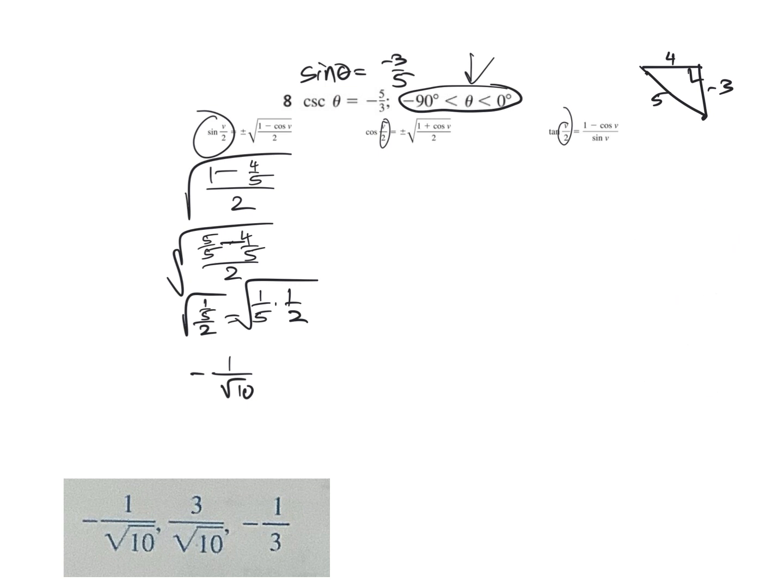Don't worry, we'll get there. So let's just do this now. We are in the fourth quadrant. The cosine is positive in the fourth quadrant. So let's just figure everything else out here.